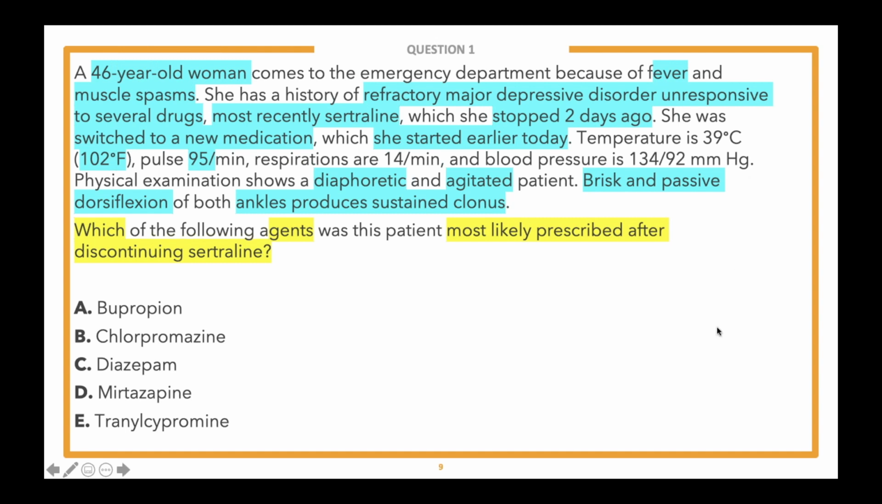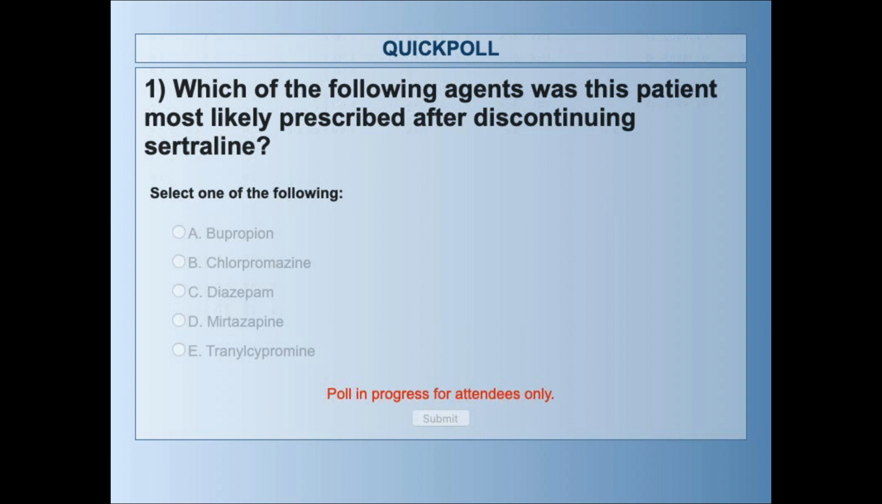Answer choice E, tranylcypromine, D, mirtazapine, C, diazepam, B, chlorpromazine, and A, bupropion. So we're going to go ahead and open up that poll. Go ahead and select the answer choice you think is most correct, and we'll talk about it in just a few seconds.